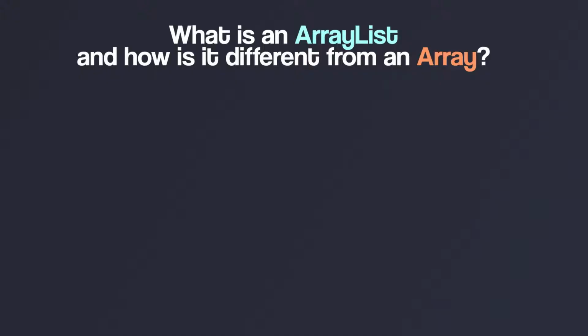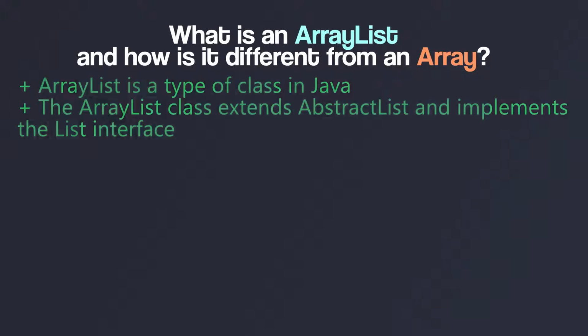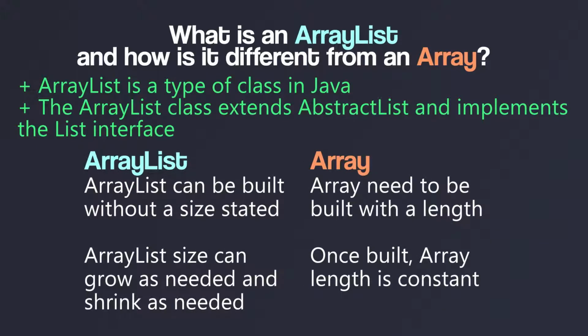So what is an array list and how is it different from an array? ArrayList is a type of class in Java. An ArrayList class is a child class of abstract list and implements a list interface. So ArrayList can be built without stating the length of the list, while arrays need to be built with lengths. That is one of the benefits of using ArrayList over arrays. Also, since the ArrayList size was never specified, the size of the list can grow or shrink depending on how many elements are in the list, while arrays, once built, the length is constant.